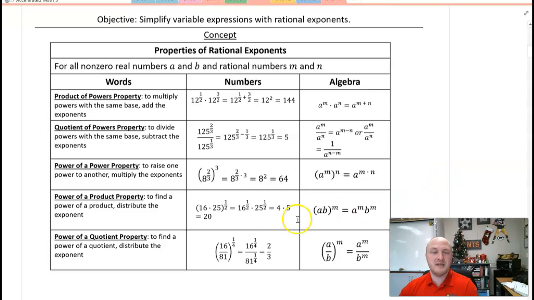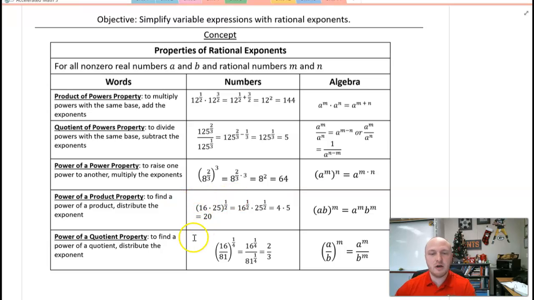Another useful property is power to a power. So if I have an expression that has a power and it's being raised to another power, what you end up doing is you just multiply the powers. So for example here, a to the power of m raised to the power of n is really a to the power of m times n. So you just multiply those powers, okay?